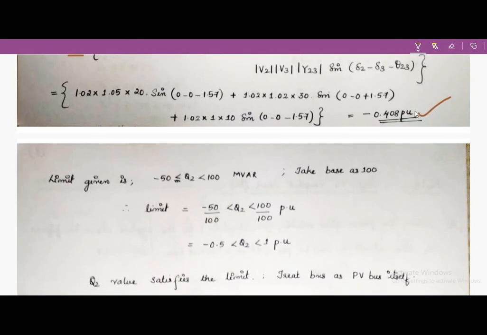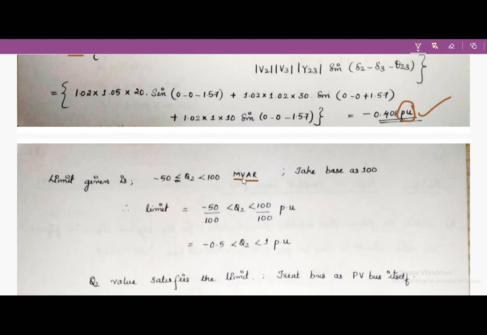Remember, here you got it in per unit. Okay, but this is a limit. The limit is minus 50 less than Q2 less than 100 MVAR. That means here it is in per unit. Here it is in MVAR. We cannot compare. So what we need to do? You need to convert this MVAR to per unit.